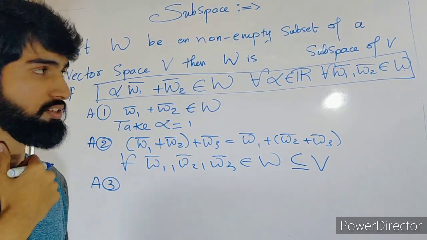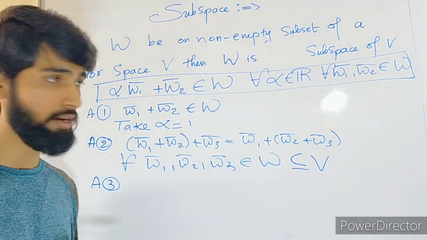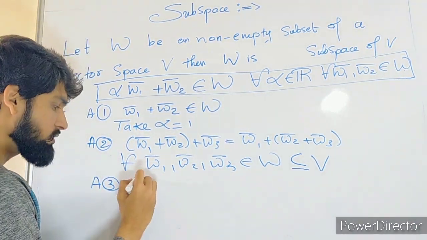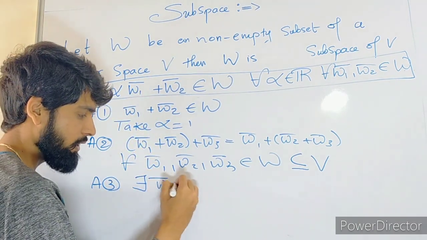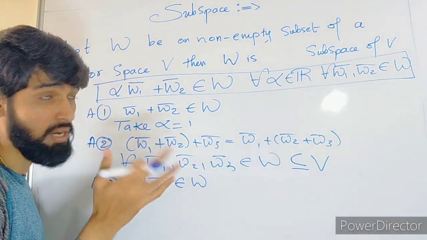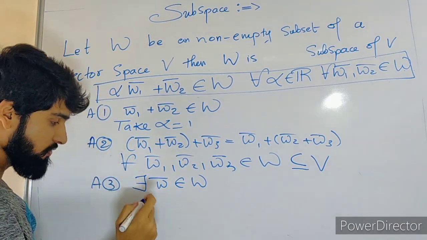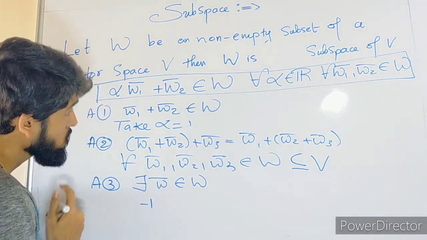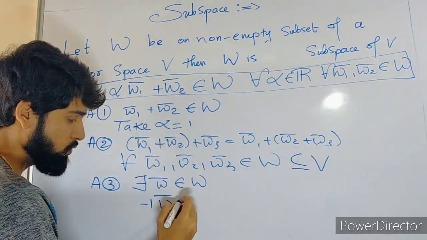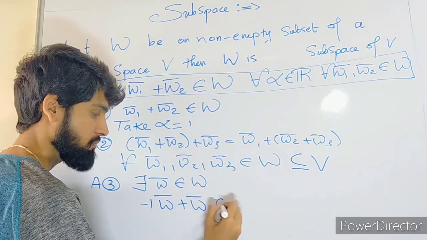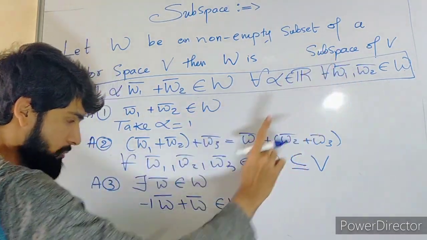The third condition is interesting. We know that our W is a non-empty set. Then what happens if the set is non-empty? There exists some element W bar inside W. Now I know that in the place of alpha, I will choose -1. In the place of W1, I will choose W bar. In the place of W2, I will choose again W bar. Since I know this is true for every element of R and every element of W, I can write this.